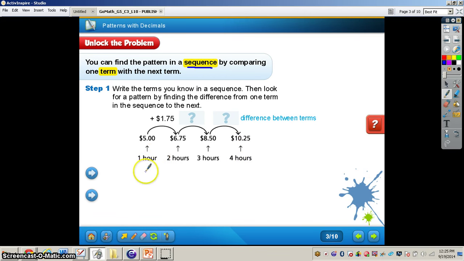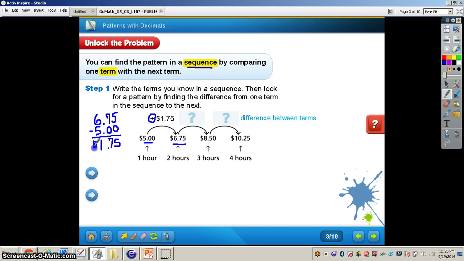Now, what we need to do is think about what is happening to that $5. That's making it $6.75. Now, we know what it is. It is increasing. Pretty obvious there. By how much? What we can do is take $6.75 and subtract $5 from it, and we can see how much it is increasing. And we see that it's increasing when we do that by $1.75.